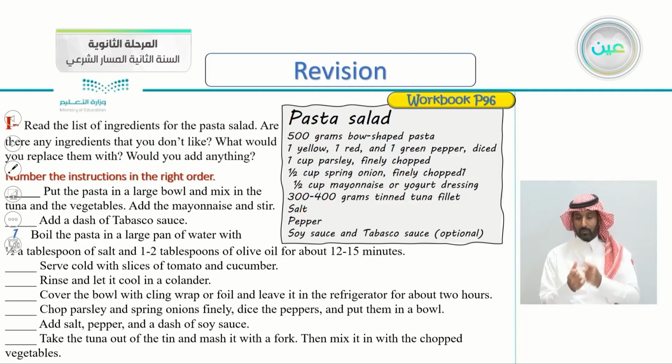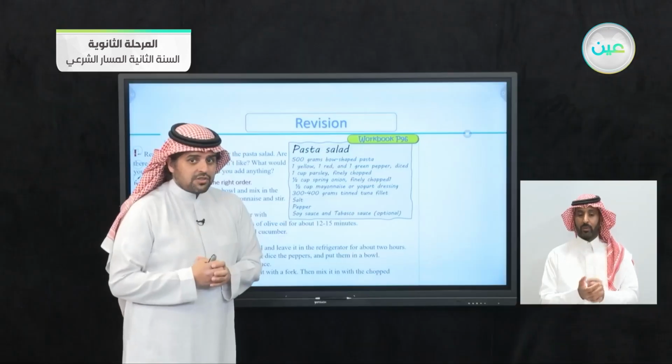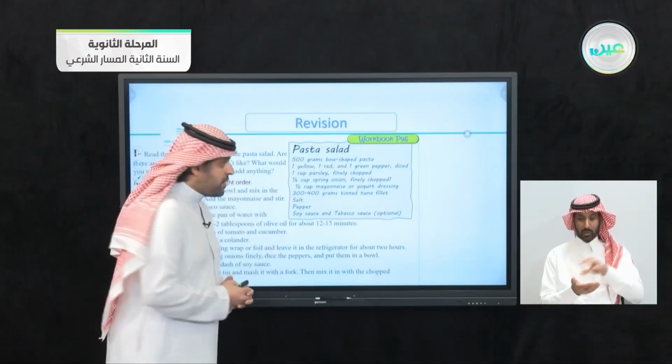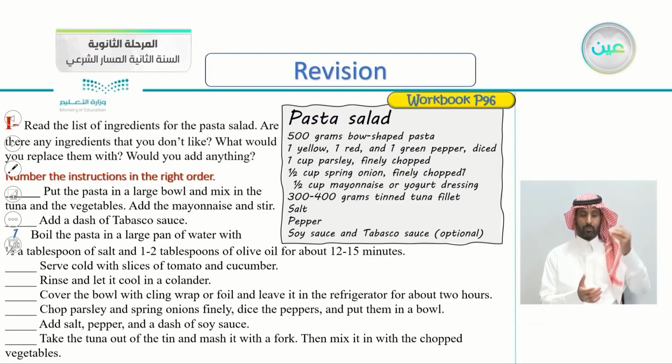So these are the ingredients for the pasta salad. We have pepper, parsley, onion, chopped of course, mayonnaise, yogurt, and Tabasco sauce, which for my preference, I don't like. So I'll be removing the Tabasco sauce.